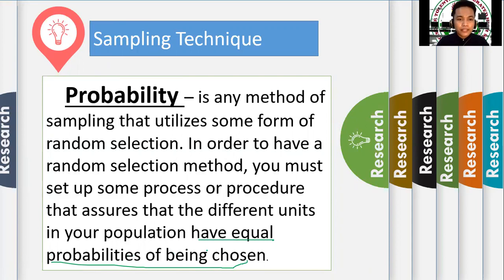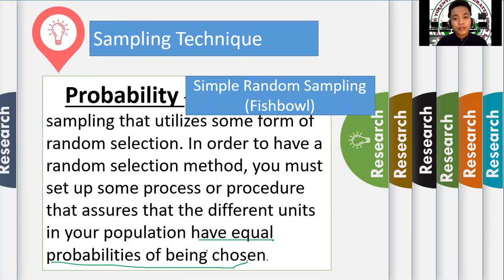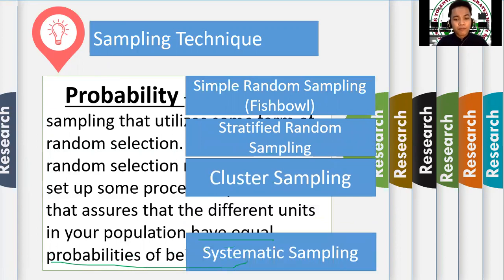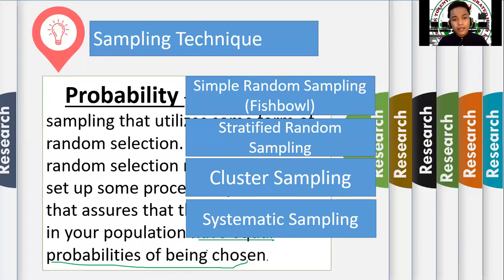Okay? So what are the examples of probability sampling technique? We have simple random sampling, or the fishbowl. You also have stratified random sampling. You also have cluster sampling. And lastly, systematic sampling. I guess for us, since we have been doing research for a long time with beginner researchers, these four examples of probability sampling technique are not new to us. So we can use either of the four when it comes to probability.